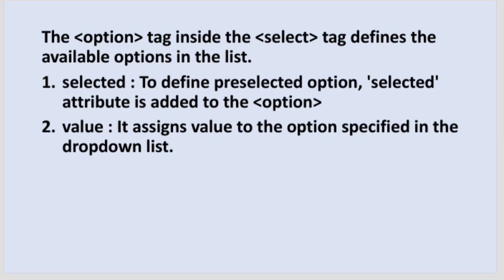Selected: to define a pre-selected option, the selected attribute is added to the option. And value assigns a value to the option specified in the drop down list.